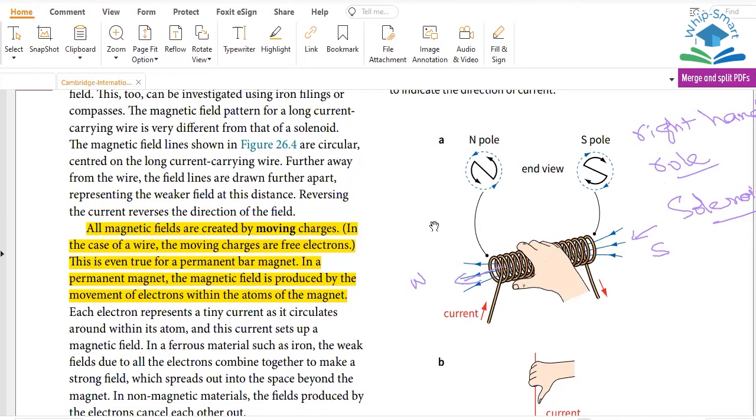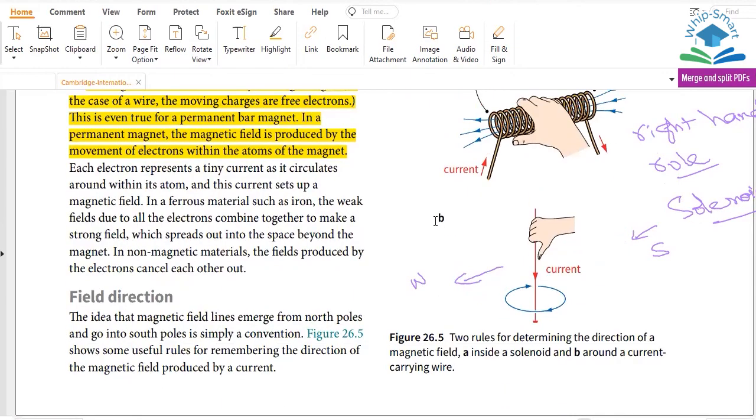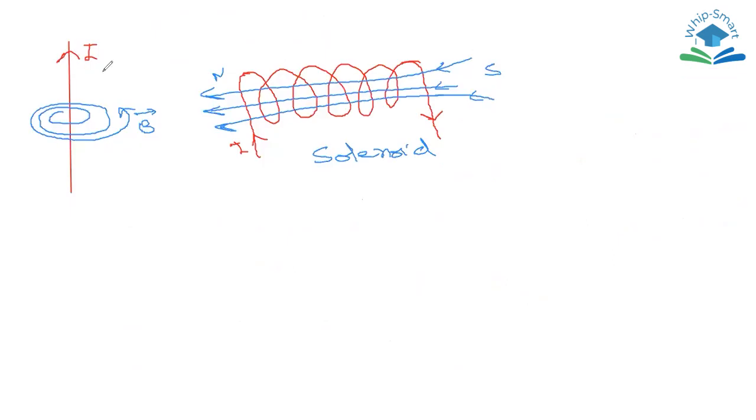Now this was the case for a solenoid, also a case for a current carrying conductor. Like this, your thumb will indicate the direction of the current. This is the thumb, and the curl of your fingers will indicate the direction of the magnetic field.